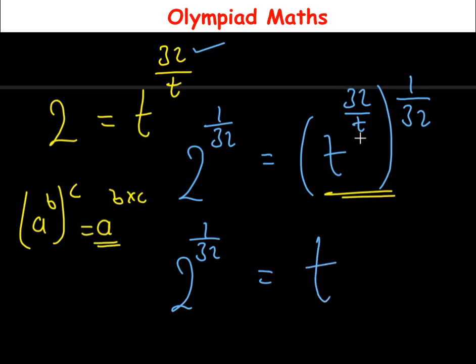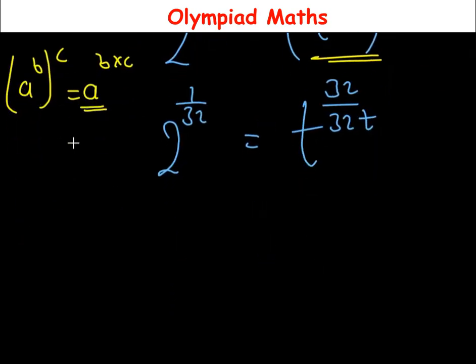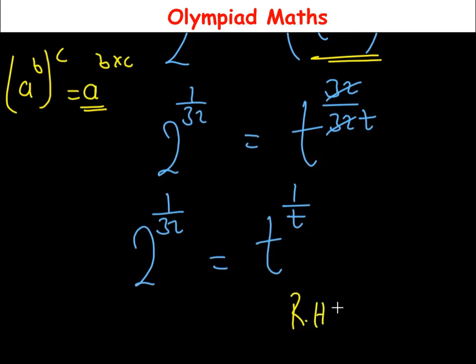Now power 32 over t multiplies 1 over 32. 32 times 1 is 32 all over t times 32 is 32t. And from here, the value is 2 raised to power 1 over 32 equals t raised to power, 32 cancels 32, we have 1 over t. Now looking at the right hand side of the equation, we have it that the base right here equals the power denominator. But on the left hand side, the base right here is not equal to the power denominator. And for us to simplify this, we need to make sure that the base here equals the power denominator.